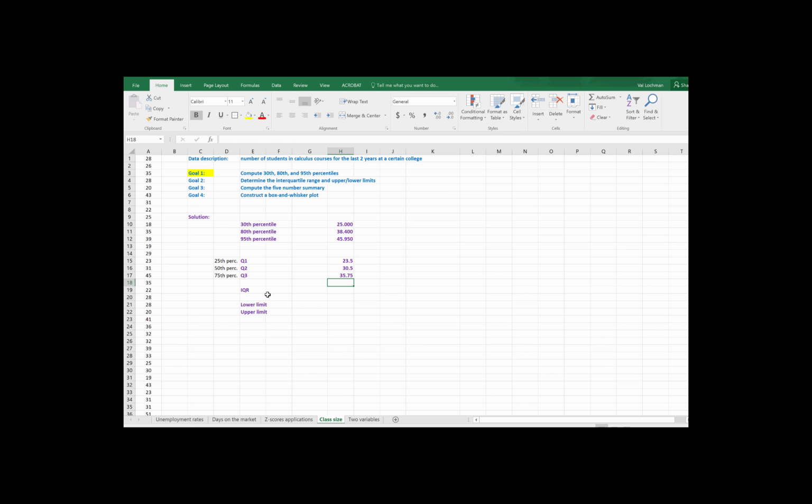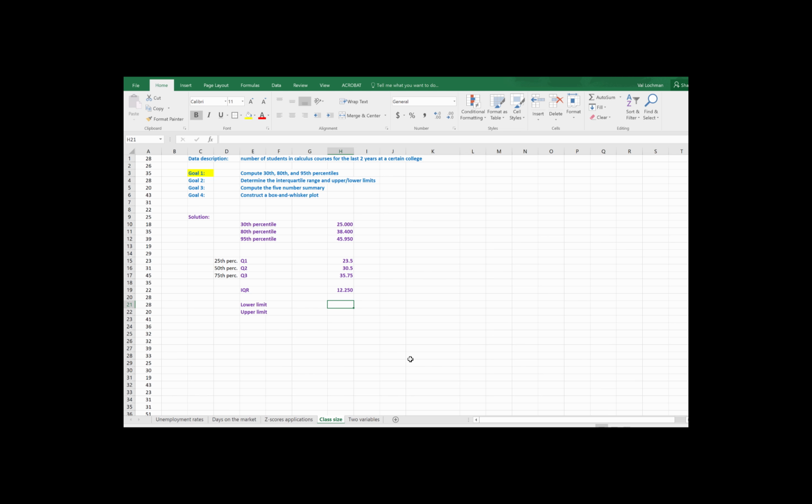Now to compute the IQR, that is Q3 minus Q1. So the interquartile range is the difference between Q3 and Q1. Okay, so let me make sure it's all the same format. Okay, so that is our IQR, and this is what we need when we need to come up with the lower and upper limits for the outliers.